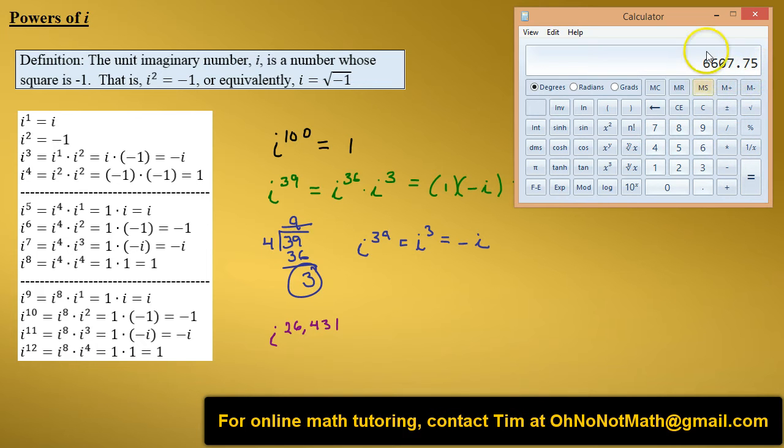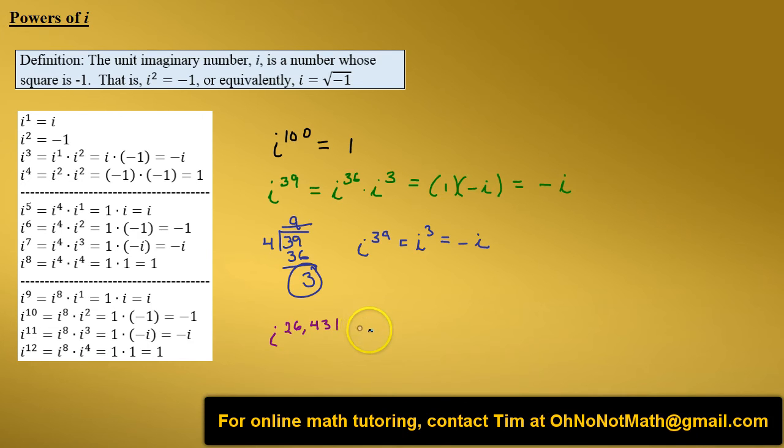6607.75. We throw away the 6607, the quotient. So I'll subtract that out, minus 6607, leaves us with 0.75, multiply that by 4, we get 3. So i to the 26,431 equals i to the power of 3, which again equals -i. I hope that helps.